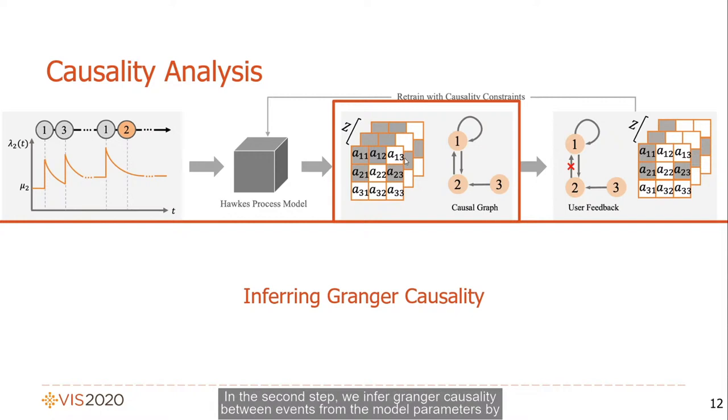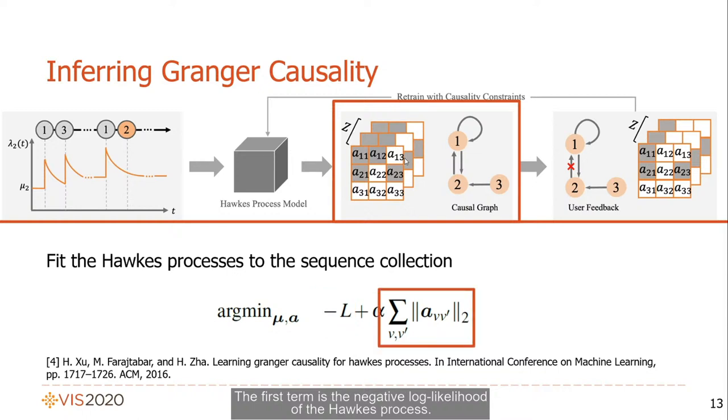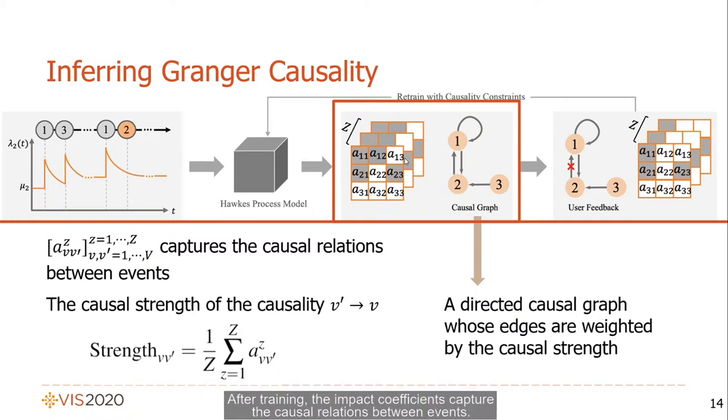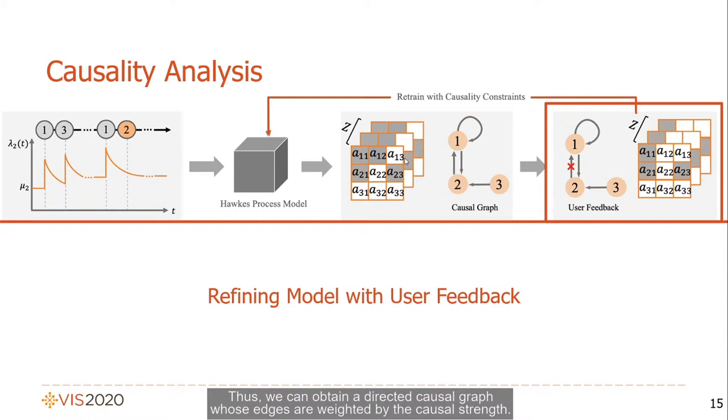In the second step, we infer Granger causality between events from the model parameters by minimizing the loss function introduced in a previous paper. The first term is the negative log likelihood of the Hawkes process. The second term is a group loss and regularizer to sparsify the parameter space. After training, the impact coefficients capture the causal relations between events. Thus, we can obtain a structured causal graph whose edges are weighted by the causal strength.